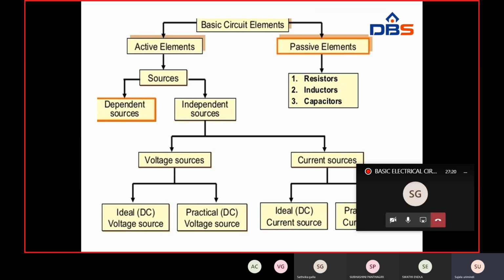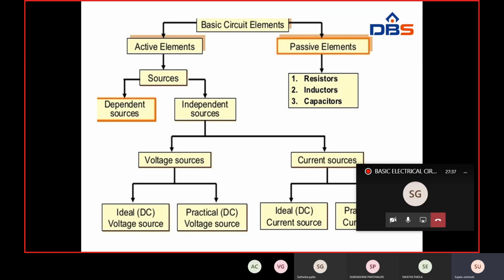We already discussed the active elements and the passive elements. Under the active elements there are the sources, dependent sources and independent sources. Under the independent sources there is the voltage source and the current source. Active elements deliver power, and passive elements receive power. A voltage source is one that maintains a constant voltage whatever the current is.